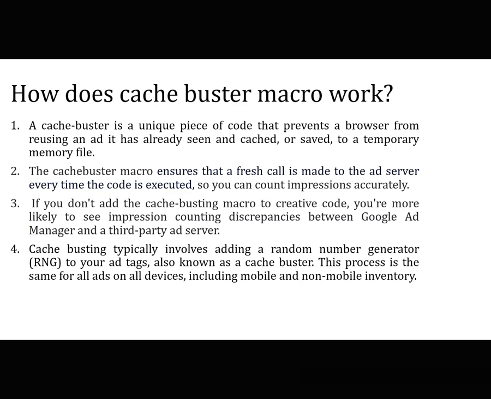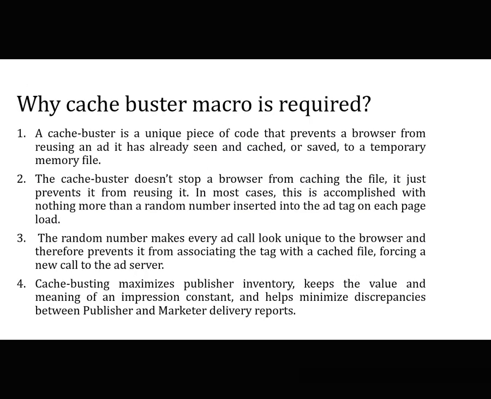Cache busting typically involves adding a random number generator to your ad tags, also known as cache busters. This process is the same for all ads on all devices, including mobile and non-mobile delivery. Why is a cachebuster required? A cachebuster is a unique piece of code that prevents a browser from using an ad it has already seen and cached. A cachebuster doesn't stop a browser from caching the file, it just prevents it from reusing it.